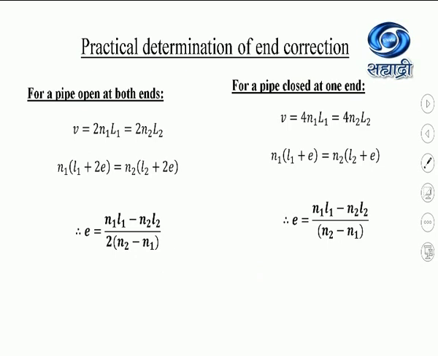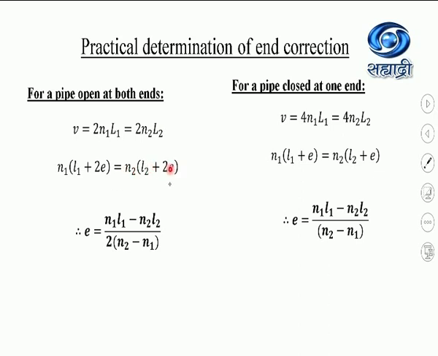In this method, we take two pipes of same diameter but having different lengths. Different lengths are small L1 and small L2. Now first case is for a pipe open at both ends. So velocity of the wave in two pipes having fundamental frequencies N1 and N2 in two pipes. We can compare this velocity equation in two pipes. So substituting capital L1 as small L1 plus 2E and capital L2 as small L2 plus 2E.